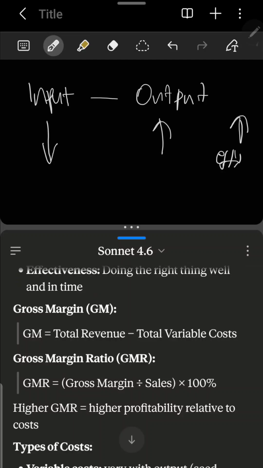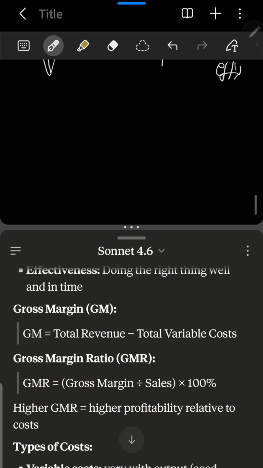Now let's look at gross margin. We're now going to look at those terms one by one. We are going to begin with gross margin. What is margin? In this case, what was our gross margin? How do we calculate gross margin?